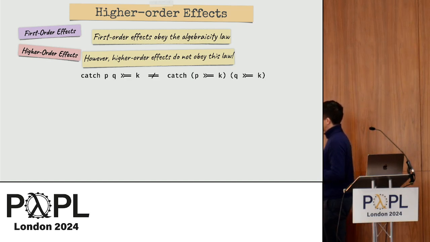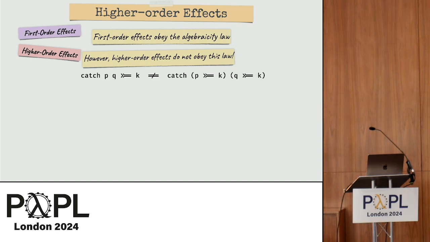So for example, if you have this program catch P Q, the idea here is that catch runs the program P, and if P fails, so if there's a throw or an exception that happens in there, it will execute the program Q. And if you continue that combination of programs with K, that should not be the same as having K happen at the end of both of these programs.